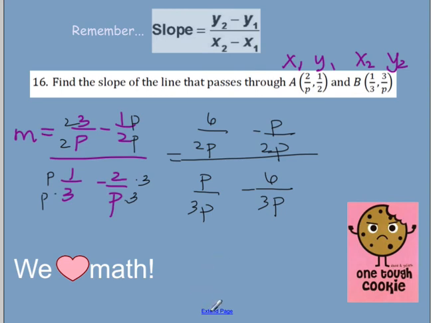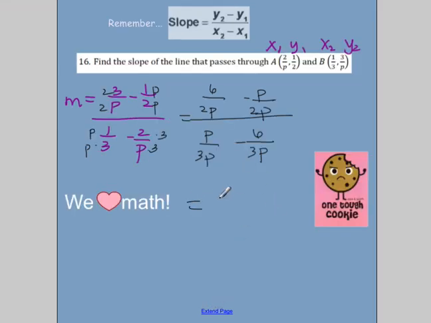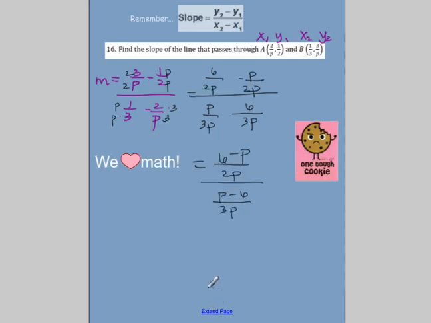So now I'm going to go ahead and rewrite them as 1. So I would have 6 minus p over 2p all over p minus 6 over 3p. Okay, one thing I want to point out is, remember when we've talked about this in the past, when you have a complex fraction, you multiply by the reciprocal of the divisor. So really what I have is 6 minus p over 2p times 3p over p minus 6.